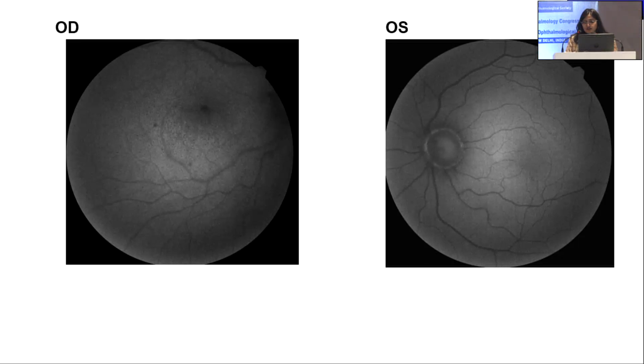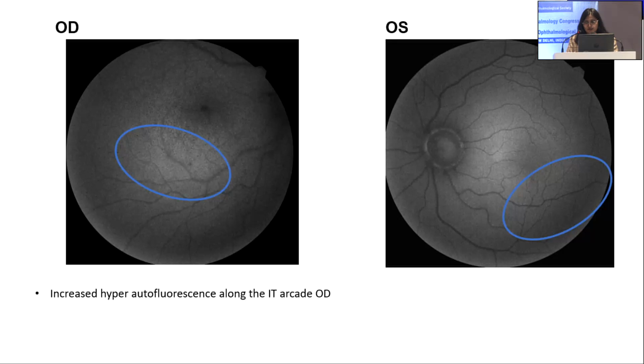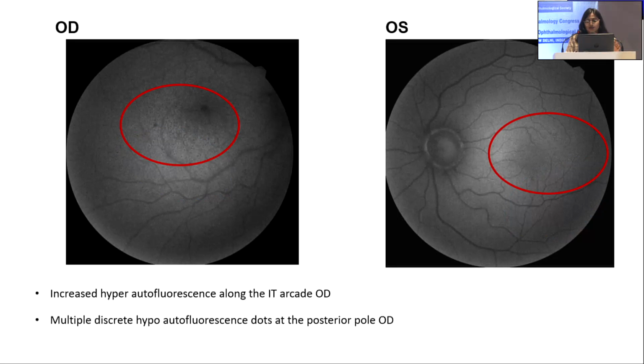So we did a fundus autofluorescence. I'm sorry for the asymmetry in the pictures, but if we correlate the locations in both the eyes, we could see increased hyperautofluorescence along the infratemporal arcade in the right eye. Besides, there were also multiple discrete hypoautofluorescence dots at the posterior pole in the right eye.